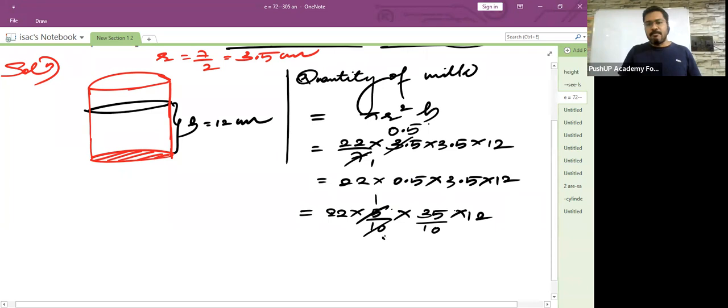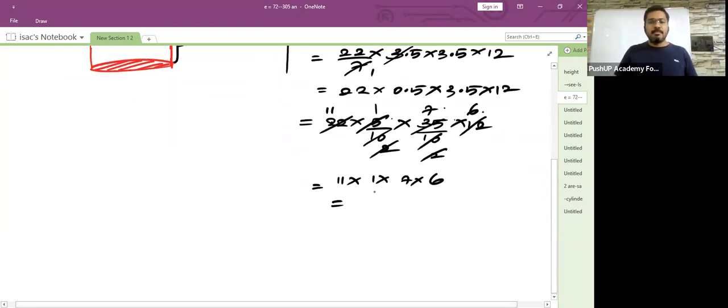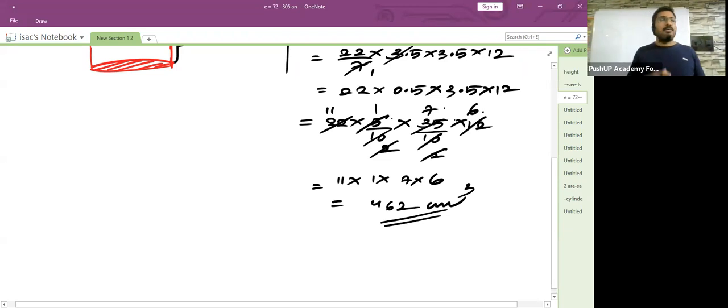So 5 ones are 5, twos are, 2 ones are 2, 11s are. Then 5 sevens are, 5 twos are, 2 ones are 2, six are. So you're getting 11 into 1 into 7 into 6. And how much should be the answer? 462 centimeter cube. This is the quantity of milk which one child gets, isn't it? This is the quantity of milk which one child gets.